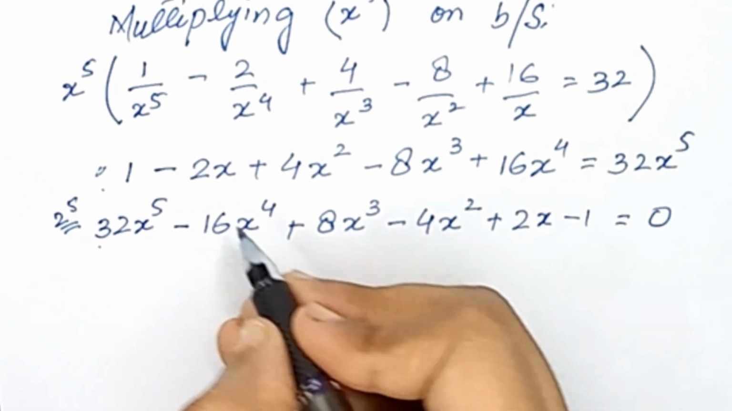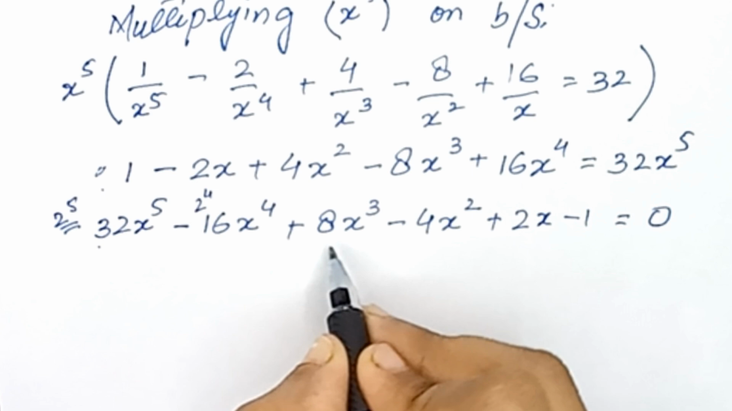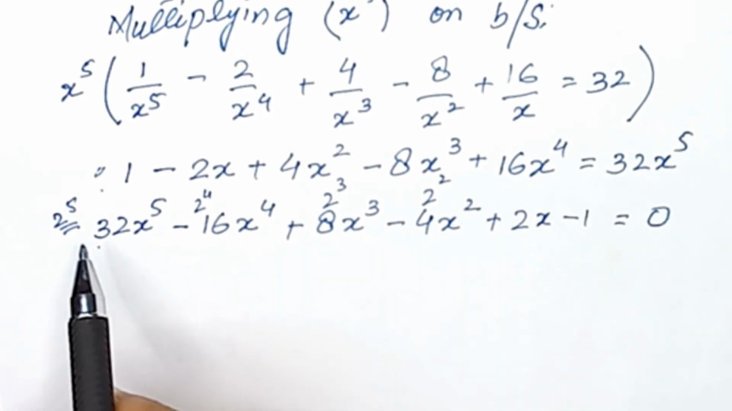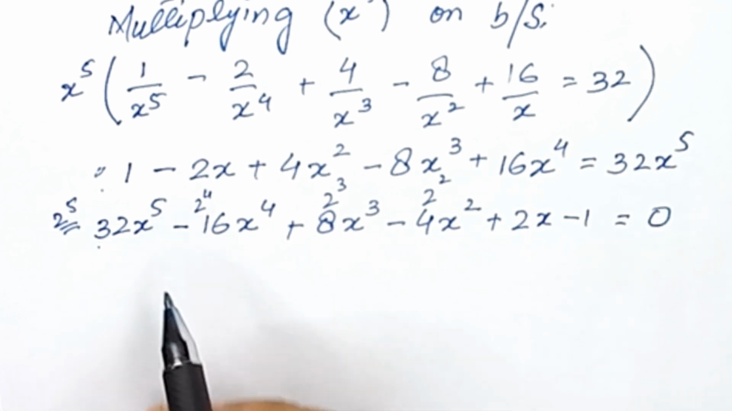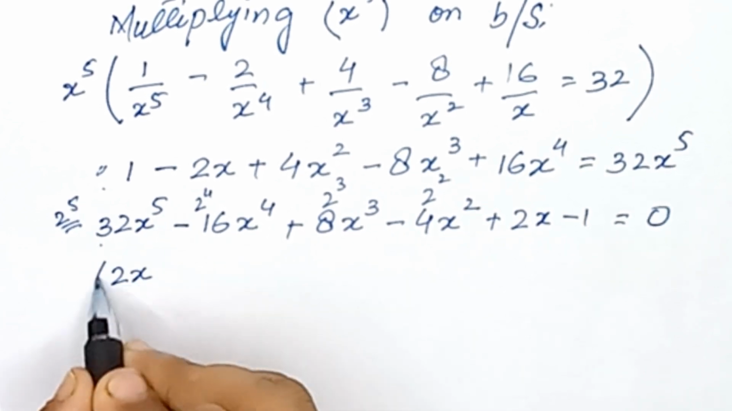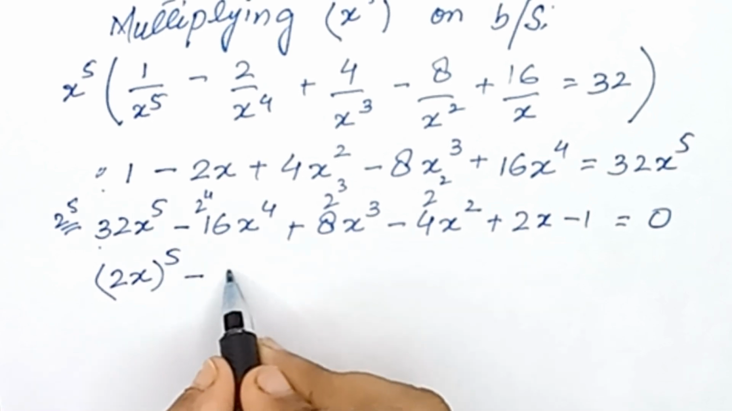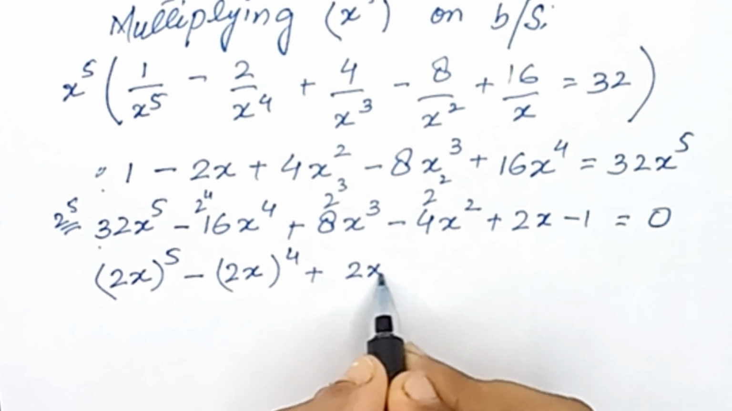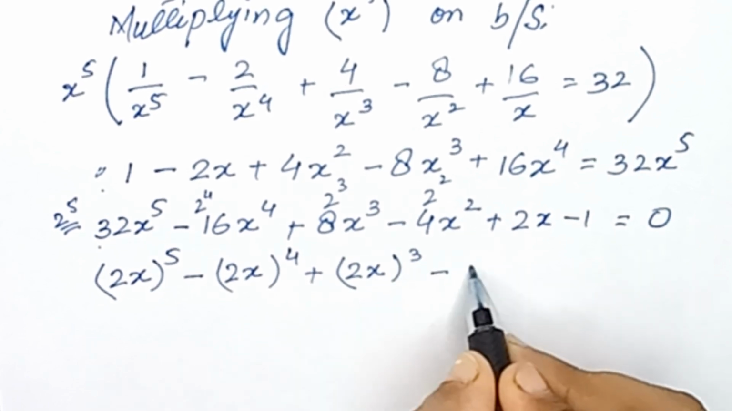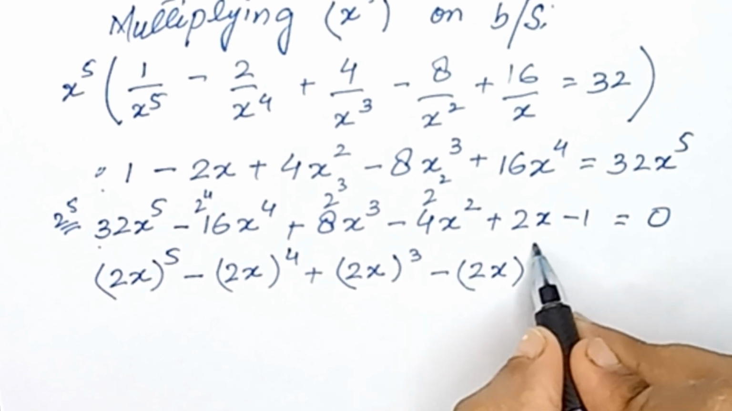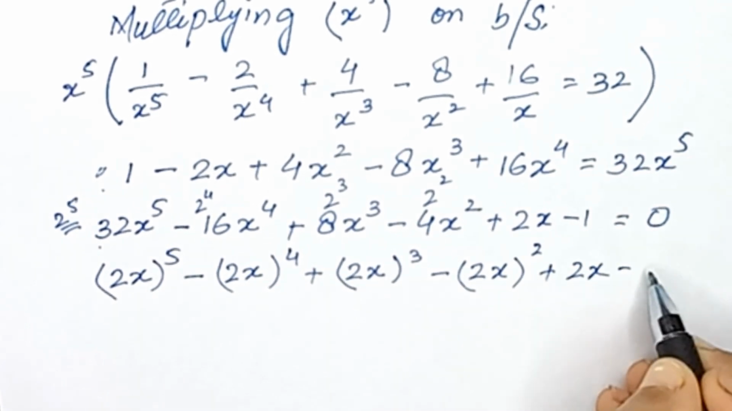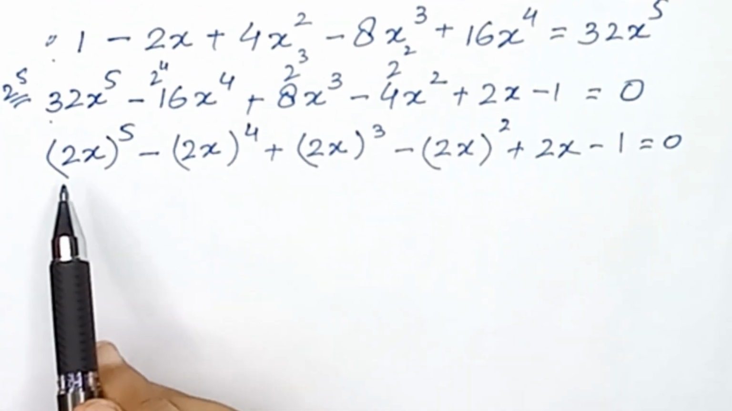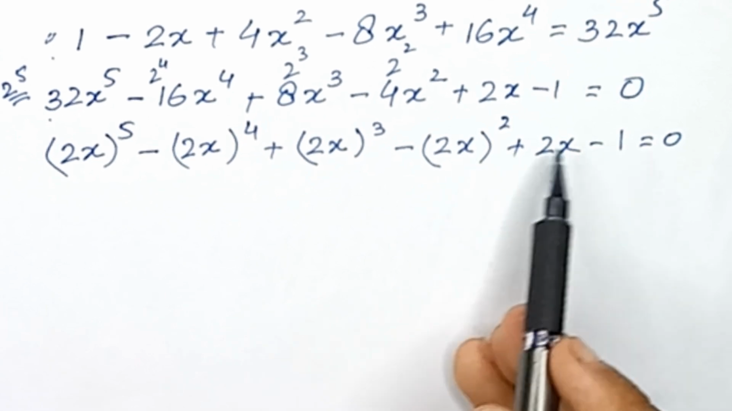Similarly, 16 is the same as 2 raised to the power 4. 8 is the same as 2 raised to the power 3. 4 is the same as 2 raised to the power 2. So here we have 2 raised to the power 5 and x raised to the power 5. So we can write it as (2x) whole power 5 minus (2x) whole power 4 plus (2x) whole power 3 minus (2x) whole power 2 plus 2x minus 1 is equal to 0. Here we have 2x, 2x, 2x, 2x and 2x, which are the same.